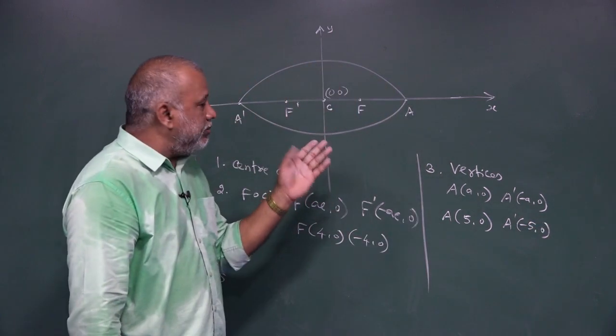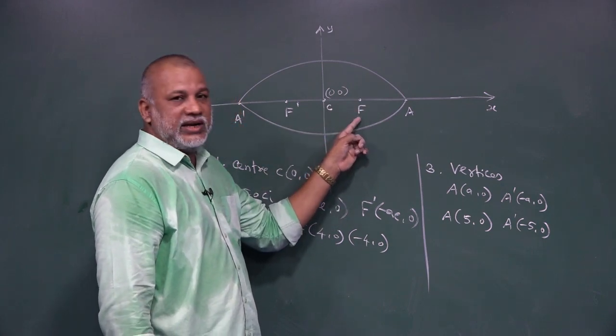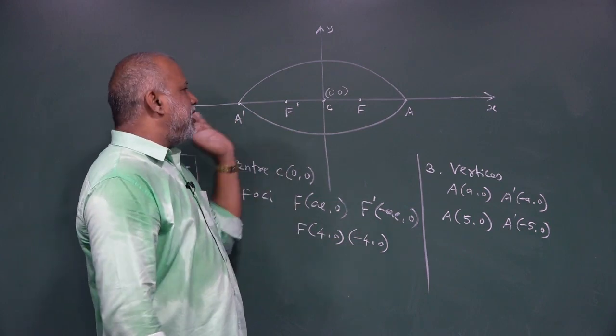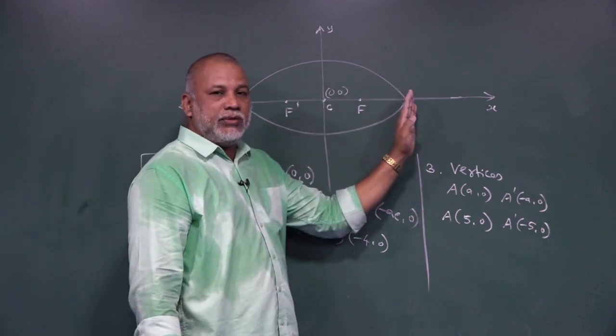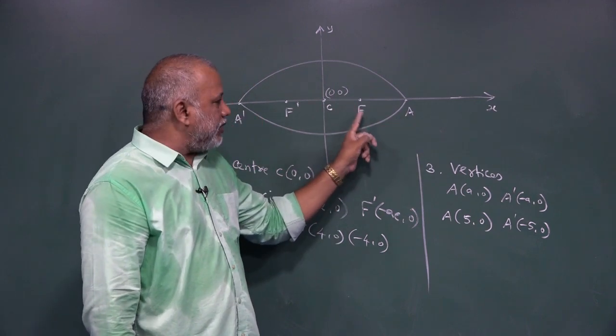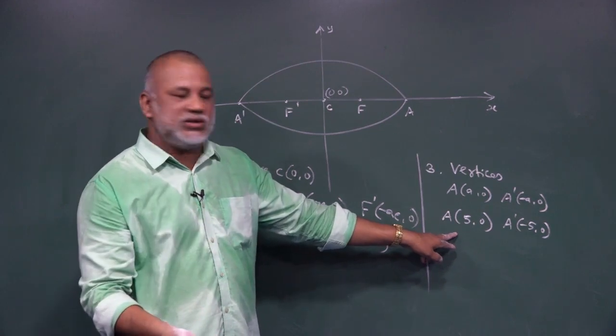See as per the diagram, center, after that F. F is greater than the center. Center is (0, 0). See F is (4, 0). Another side (minus 4, 0). After that A will come. What is the value of A? It is greater than F. See the value of F is (4, 0). See the value of A, it is a greater value, (5, 0).